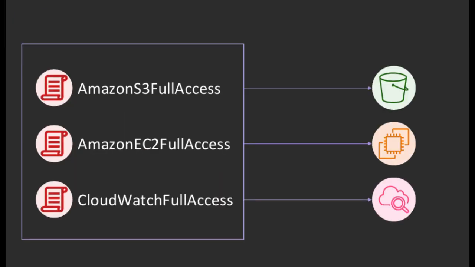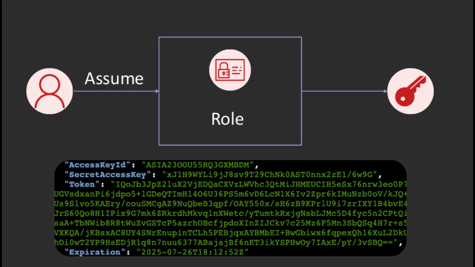For example, a policy like Amazon S3 Full Access gives a role total control over S3 storage. Amazon EC2 Full Access lets it control virtual servers. These are powerful keys to the kingdom. How does a program use a role? It assumes it. When it does, AWS gives it 3 things: an access key ID, a secret access key, and a temporary session token. Think of them as a username, password, and one-time code. Together, they are temporary credentials that grant power until they expire.